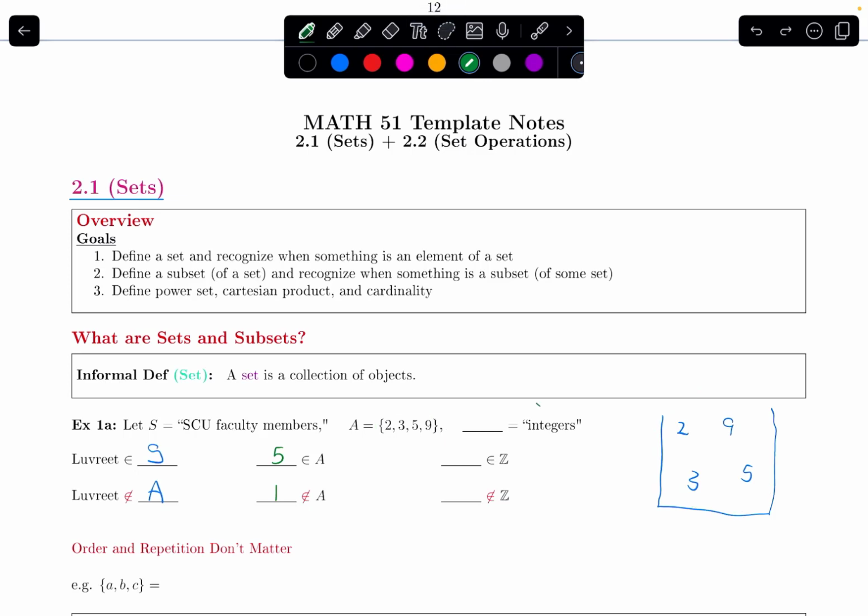We have the integers. So the integers, remember our symbol for that is a capital Z with an extra line along the diagonal. So 1 is an example of something in Z. Something like 2 over 7 would not be in Z because it's not an integer.